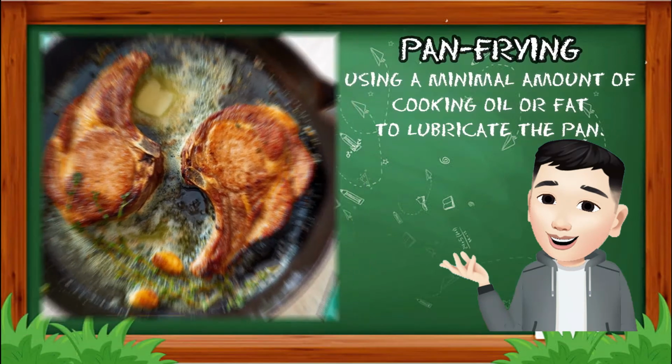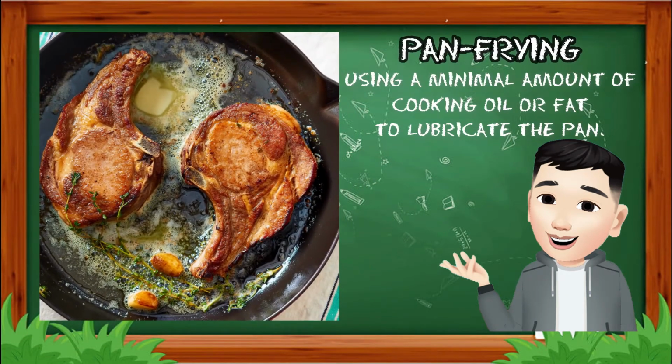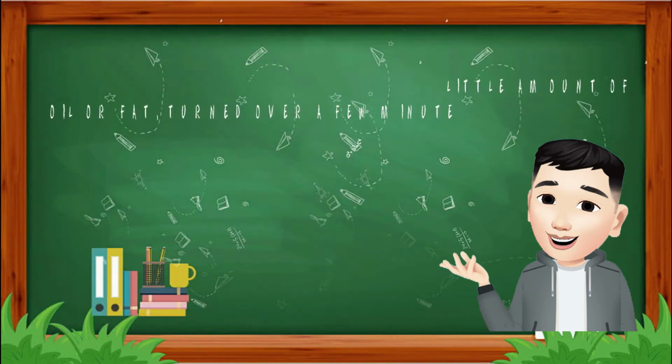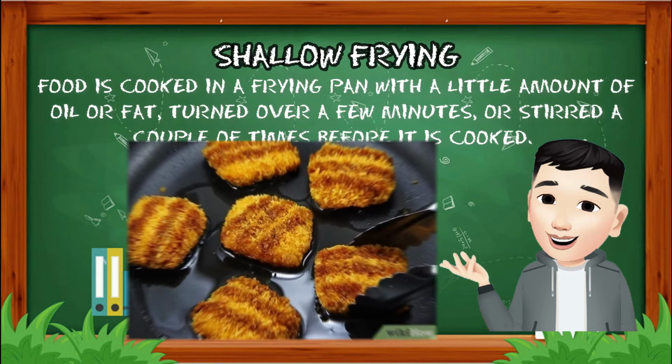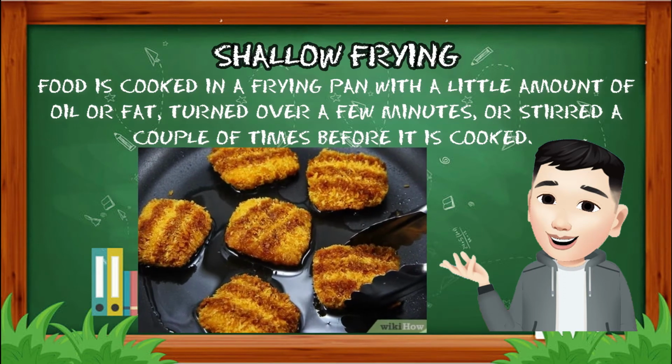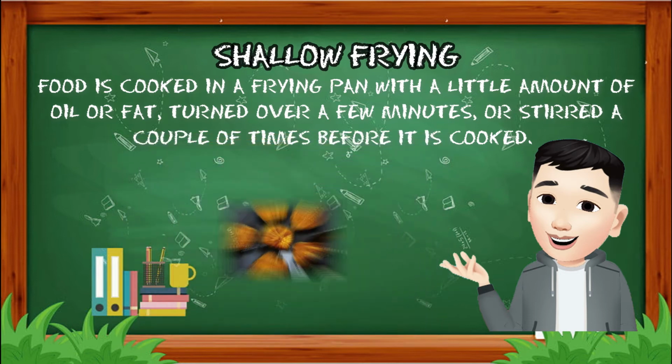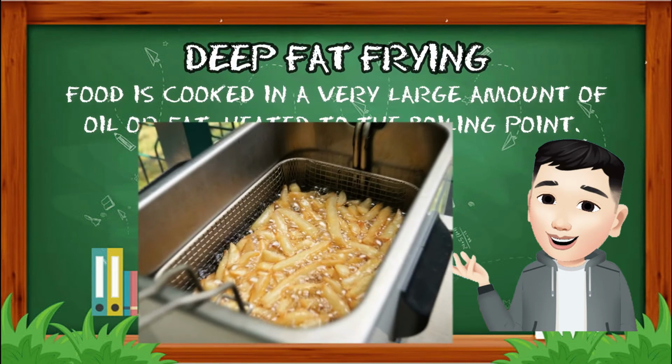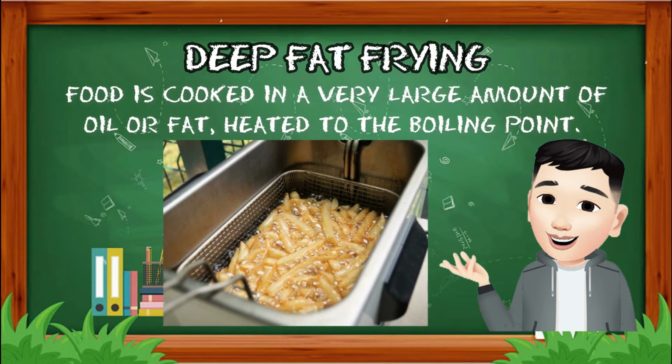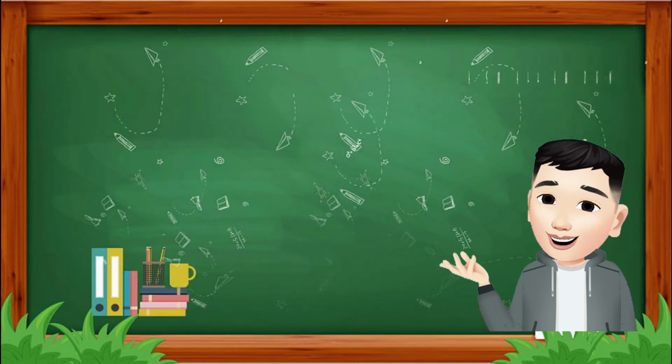Pan frying: using a minimal amount of cooking oil or fat to lubricate the pan. Shallow frying: food is cooked in a frying pan with a little amount of oil or fat, turned over a few minutes or stirred a couple of times before it is cooked. Deep fat frying: food is cooked in a very large amount of oil or fat, heated to the boiling point.